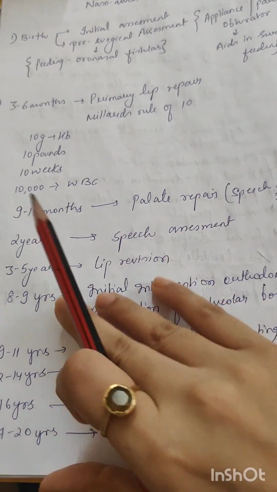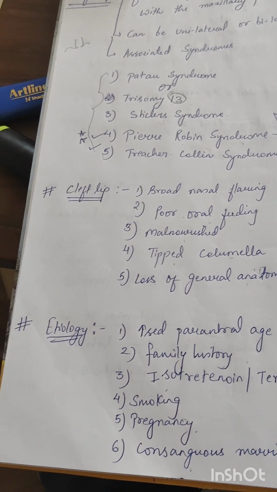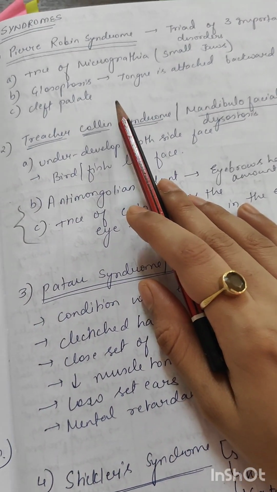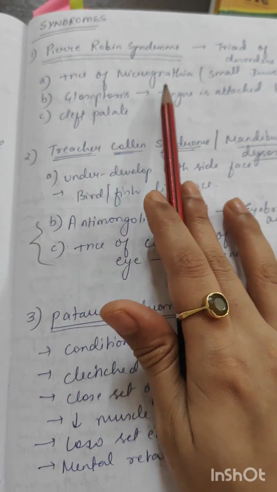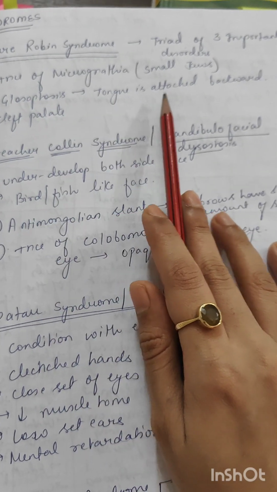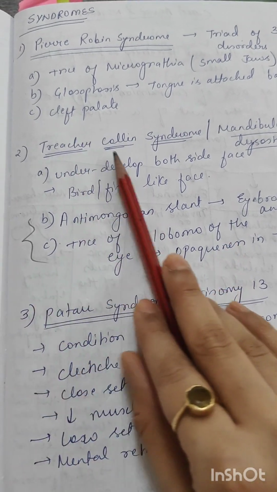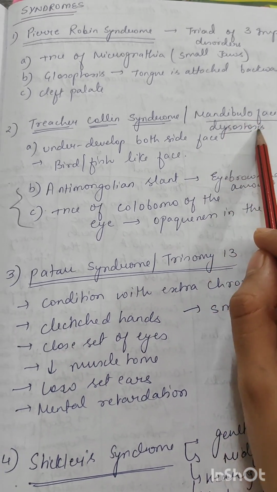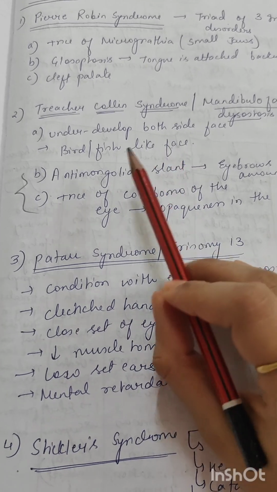As we discussed in the beginning, there are certain syndromes associated with cleft lip and palate. The first is Pierre Robin syndrome, a triad of three important disorders: micrognathia, that is a small jaw, glossoptosis, that is the tongue is attached backward, and cleft palate. Next is Treacher Collins syndrome, or mandibulofacial dysostosis, with underdeveloped both sides of the face, that is a bird-like or fish-like face.